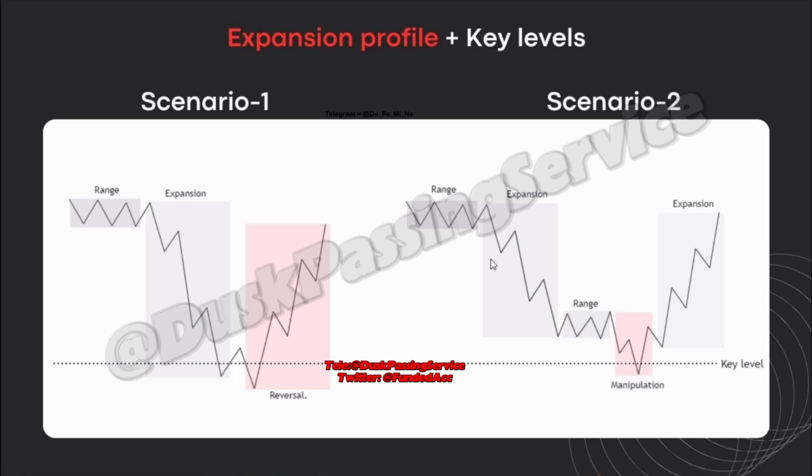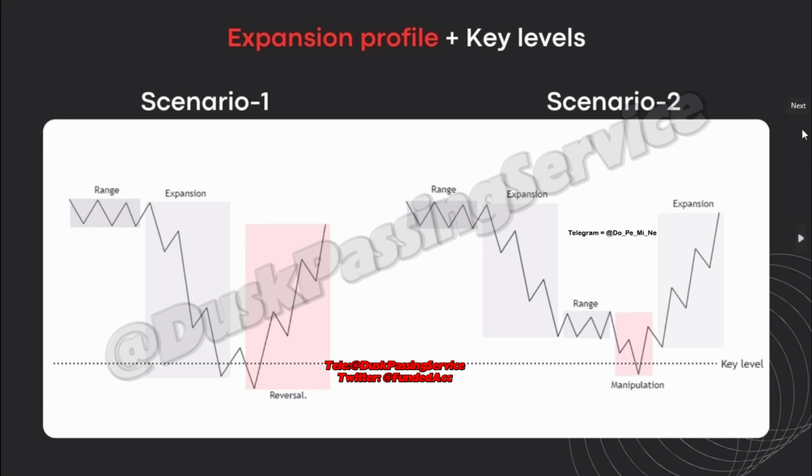In this case, the ranging profile hasn't tested the key level. So what are we going to expect? We're going to expect a manipulation profile, right? So that a key level is tested, and then after that we're going to expect an expansion. So you can see here we are again using proper, sound logic to anticipate market profiles based on the combination of profiling and key levels.